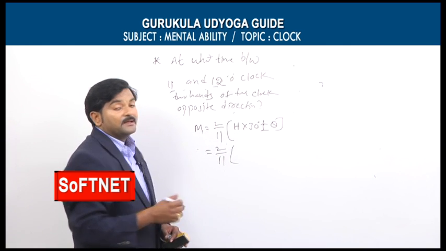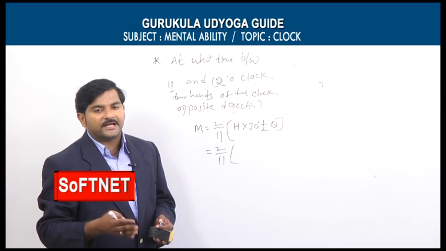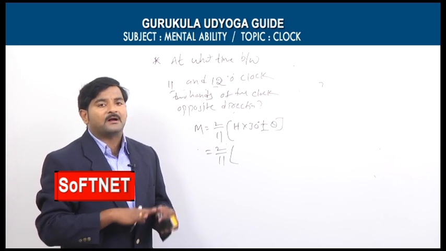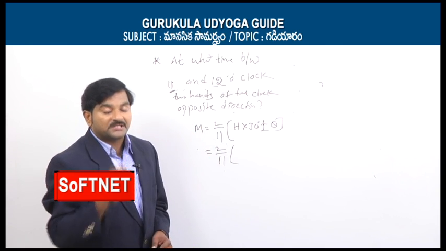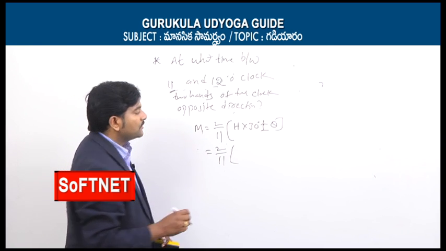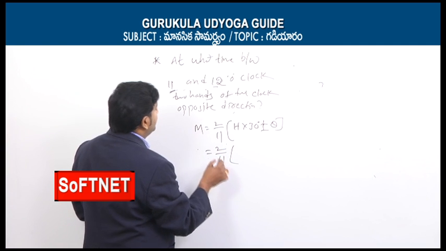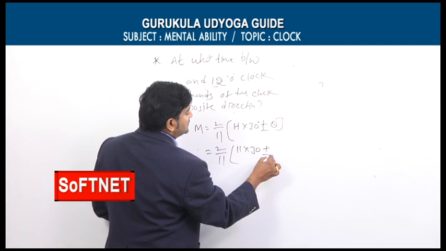Starting hour is equal to 11. And one more thing I need to quote here, whatever the type, whether coincide, opposite or perpendicular, if the given starting hour is equal to 12, instead of taking h is equal to 12, you need to take h is equal to 0. Don't forget that part.